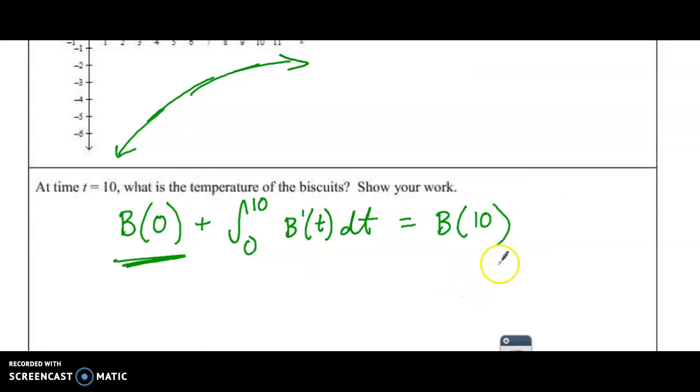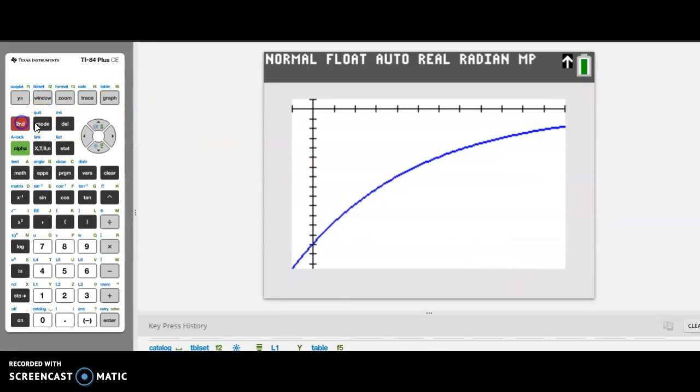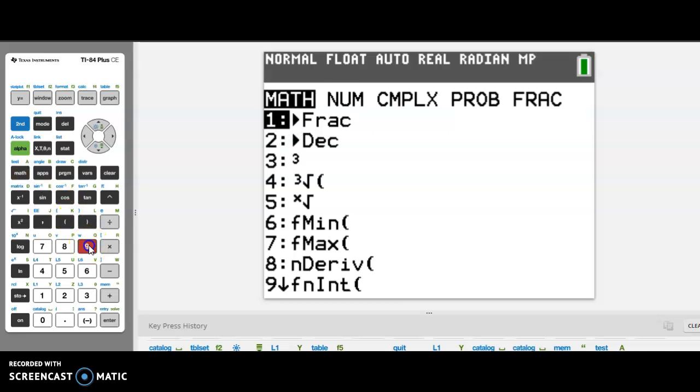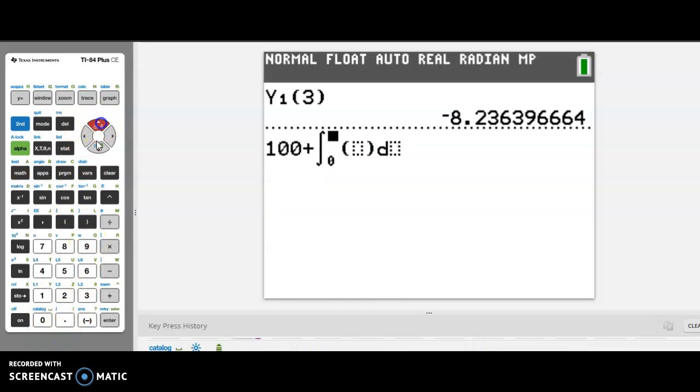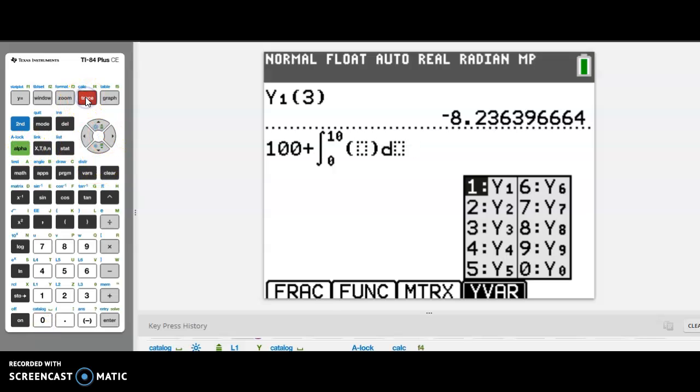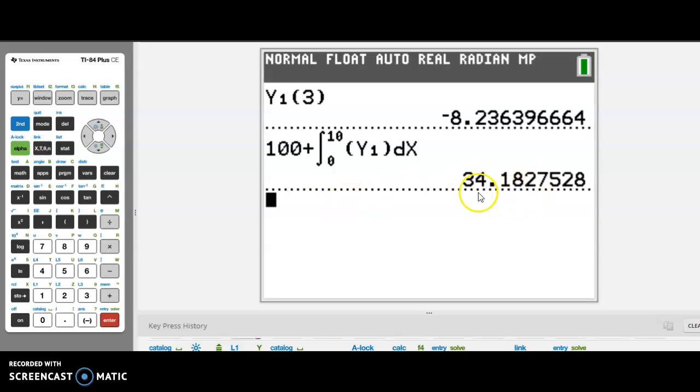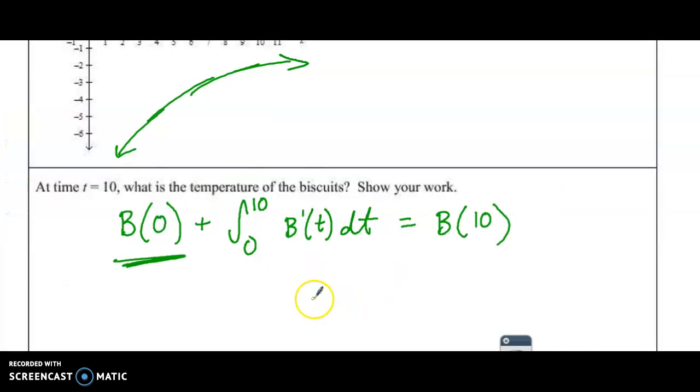But when you go back to your calculator, quit out of this, you can just do 100 plus math, the ninth option, from 0 to 10. Alpha trace that equation in terms of x, hit enter, and you'll get the correct answer, that it's 34.183 degrees Celsius.